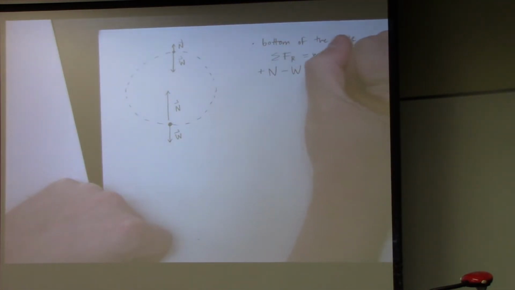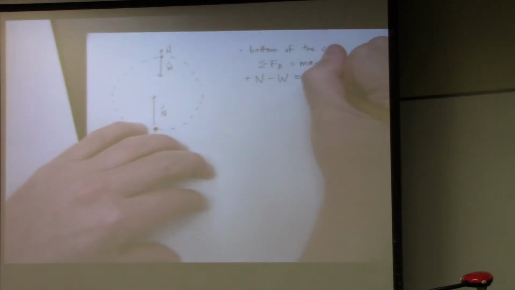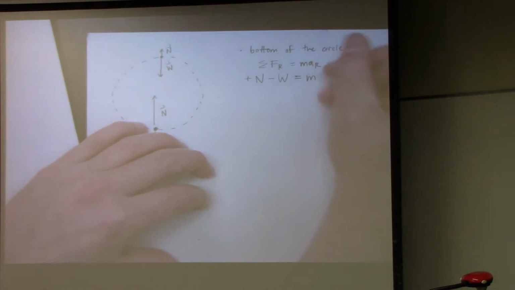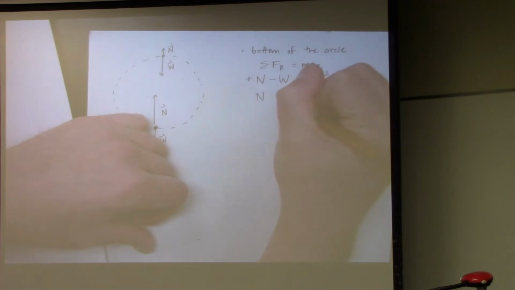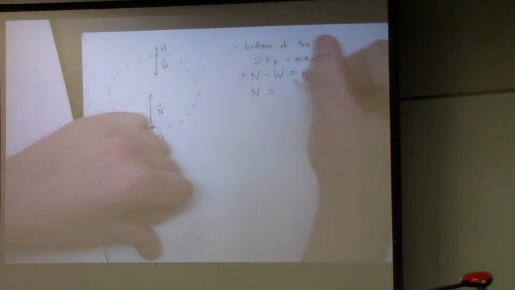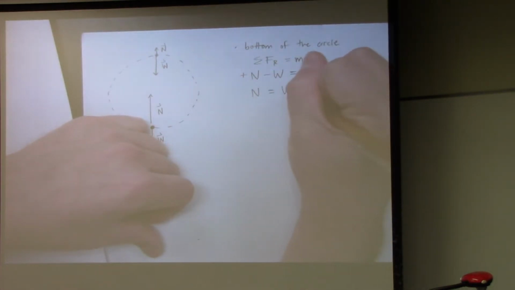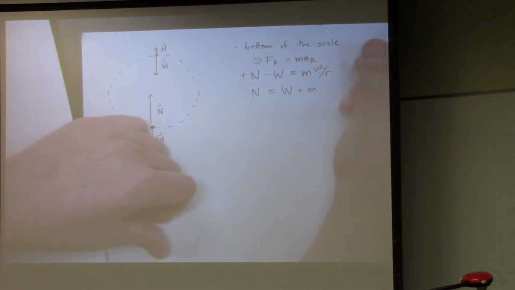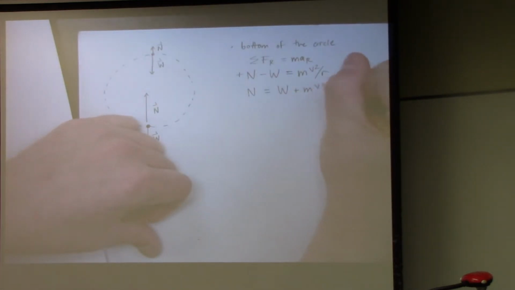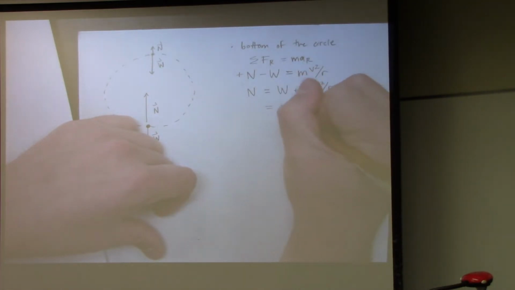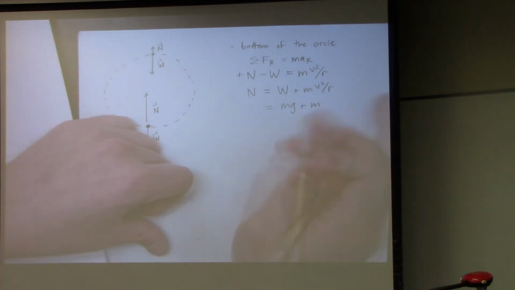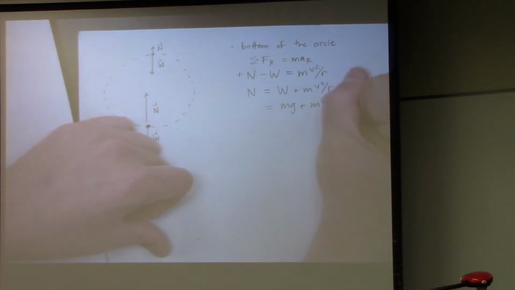Adding up to give us m times a_r, but as always, the acceleration is given by v squared divided by r for anything moving in a circular path like this. So to solve for N, because that's what we want, we're going to add W to both sides, which gives us N is equal to W plus mv squared over r, and then just remember that the weight is nothing more than m times g. So what we're doing here is we're taking mg plus mv squared over r.